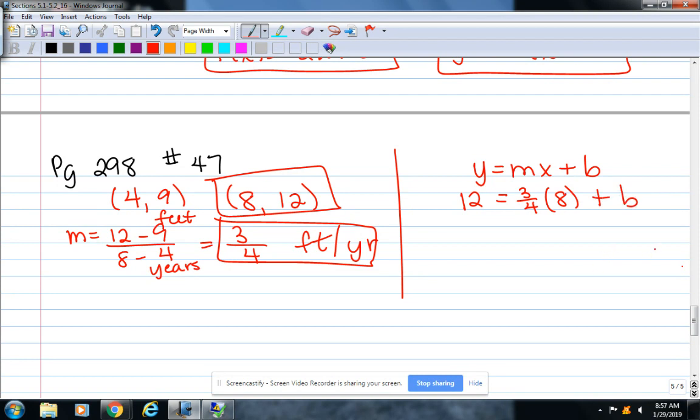What's 3/4 of 8? Yeah, because remember my trick, top times big divided by bottom? 8 times 3 is 24, divided by 4 is 6. Right? 12 equals 6 plus b, then what? Minus 6. And what do I get? 6 equals b. It's actually 6 feet. So when I took that tree out of the bucket from Lowe's or wherever I got it from, put it in the ground, it's 6 feet tall. And then 4 years later, it was 9 feet tall. And 4 years after that, it was 12 feet tall.